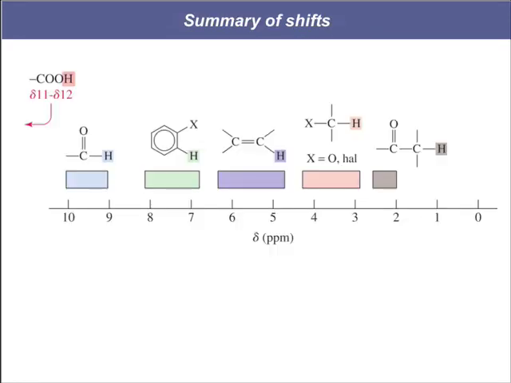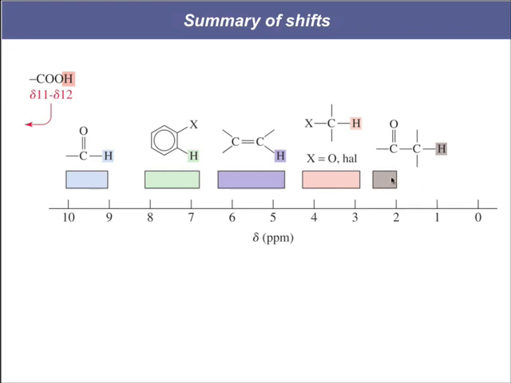These are the general regions for our chemical shifts. For some reason, the book didn't insert a region for our methyls or for our normal alkyl chains, for example, primary, secondary, and tertiary hydrogens. Those showed up from 0.9 to about 1.4, 1.5. So that's this region here, our normal alkane, primary, secondary, tertiary hydrogens.